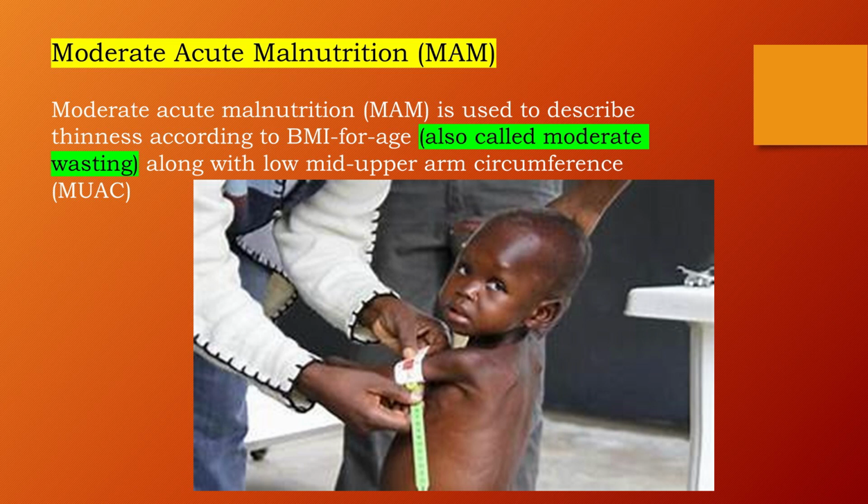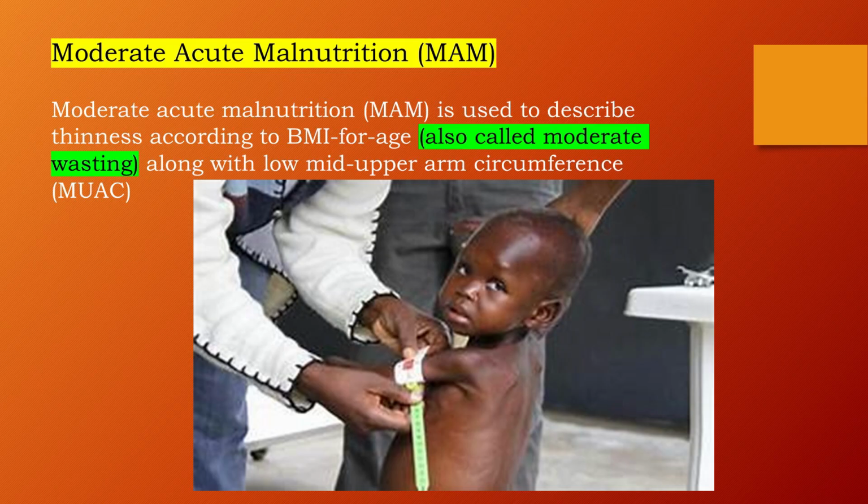So, moderate acute malnutrition, that means MAM, is the kind of condition where the child is thin, but this thinness is categorized according to the BMI for age. It can also be called moderate wasting. Along with the BMI for age, one also considers one more thing called MUAC, that means mid upper arm circumference, which you can see in the picture.